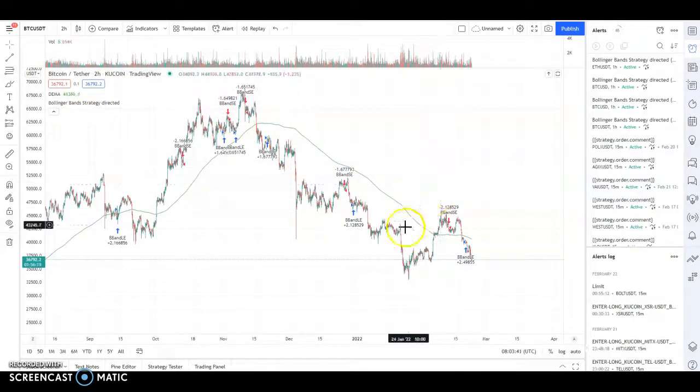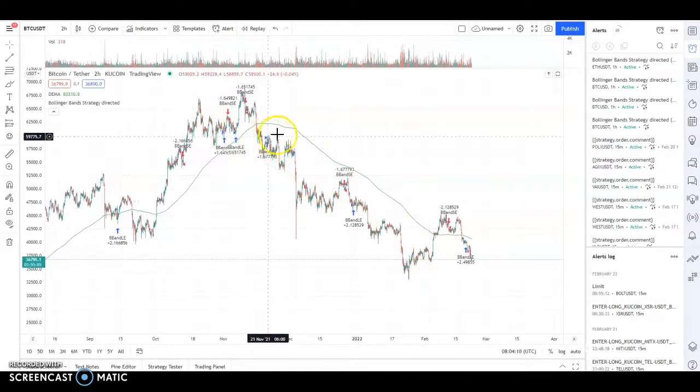So at the end of this video, I'll show you guys how to set up an alert so you can get stuff sent straight to your phone every time a trade happens or every time a signal happens. So basically signals sent straight to your phone from a profitable strategy. So the Bollinger Band strategy directed, the blue arrow is when you buy, the red arrow is when you sell. But we don't do all of them. We don't want to do it in the bear market, right?